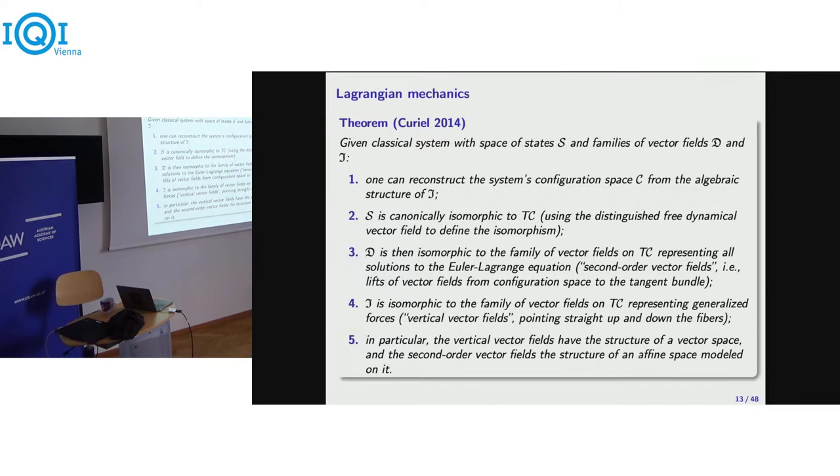The family of dynamical vector fields is then, in fact, isomorphic to the family of vector fields on the tangent bundle of configuration space that represents all solutions to the Euler-Lagrange equation. A vector field on the tangent bundle of configuration space is a solution to the Euler-Lagrange equation if and only if it's a lift of a vector field on configuration space to the tangent bundle. So you take a path on configuration space that defines a vector on configuration space, a vector defines a point on the tangent bundle, so you can naturally lift these curves on configuration space to curves on the tangent bundle. That curve then defines a vector field on the tangent bundle of configuration space, and those are solutions to the Euler-Lagrange equation. It's not difficult to show.